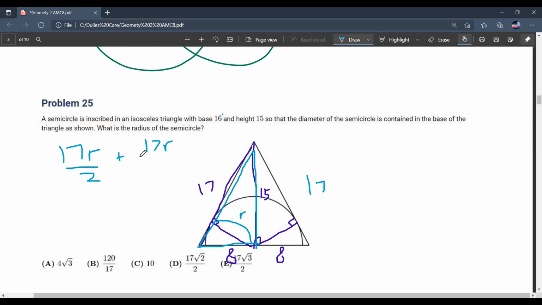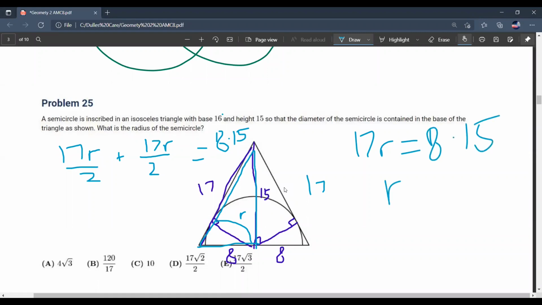And Helena, sorry if I mispronounced your name, Helena suggested we can also find the area of the isosceles triangle by 16 times 15 over 2, which is equal to 8 times 15. Yeah, but it's okay if you didn't immediately get it. Sometimes you have to solve a lot of problems to see all the clever ways. So now we have this, right? 17r is equal to 8 times 15. And now we can just find what r is. It's equal to 8 times 15, or 4 times 30 over 17. So 120 over 17.